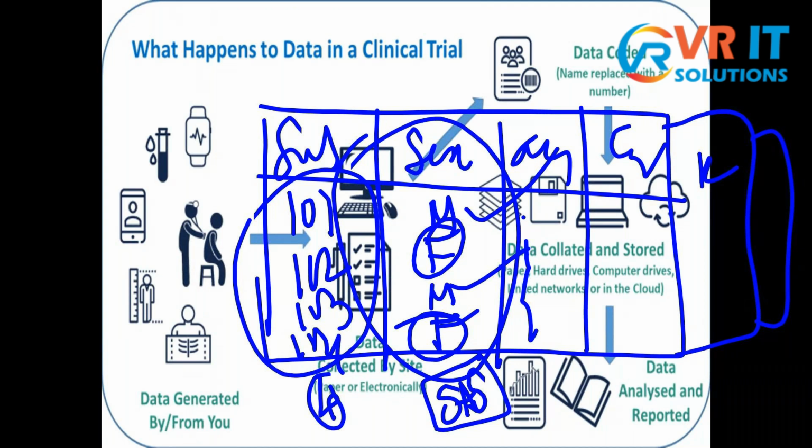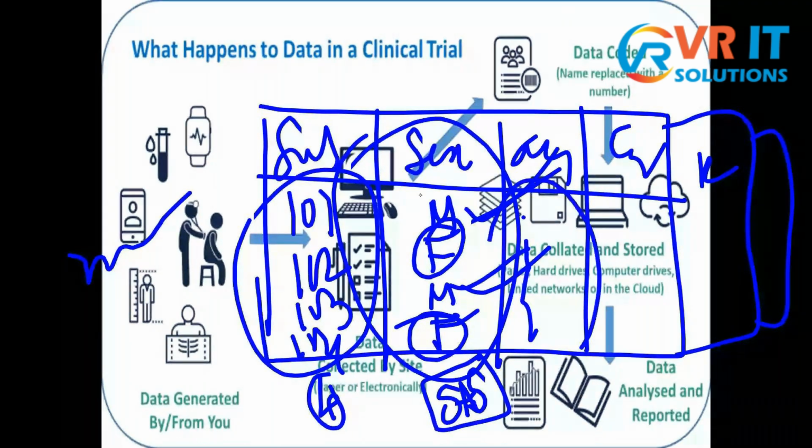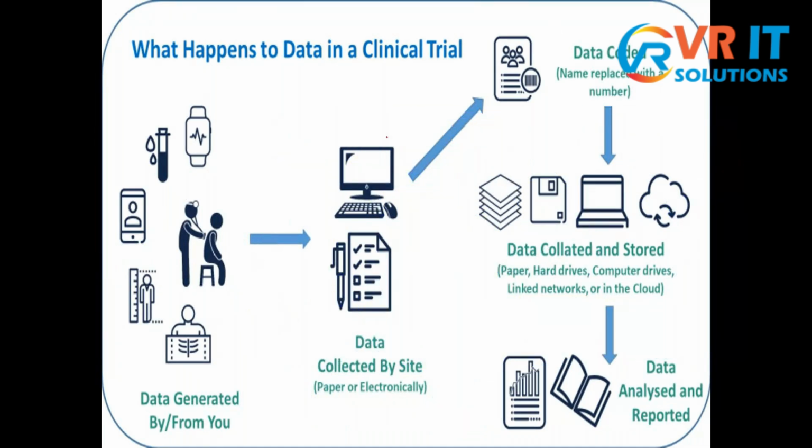But let's say there are 2000 people. I want to find out how many males and how many females are there, what is the average age of females, what is the average age of males, and how many adverse events they got during the clinical trial, what type of adverse events, how many serious adverse events. So a lot of analysis will be done from that data, and a small report will be created from that analysis.